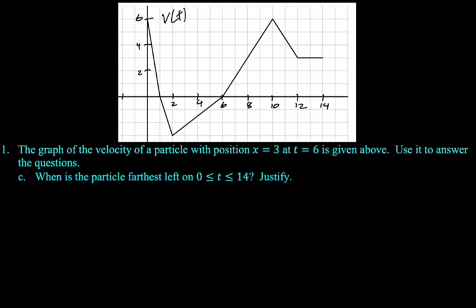When is the particle farthest left between 0 and 14? And we want to justify. When you see this, if you're looking for an absolute max or absolute min on a closed interval, it's always going to be the candidates test. This is a classic example of how you would use the candidates test. If I want to use the candidates test, I need the function to be continuous on the interval. So I'm going to chop this up.